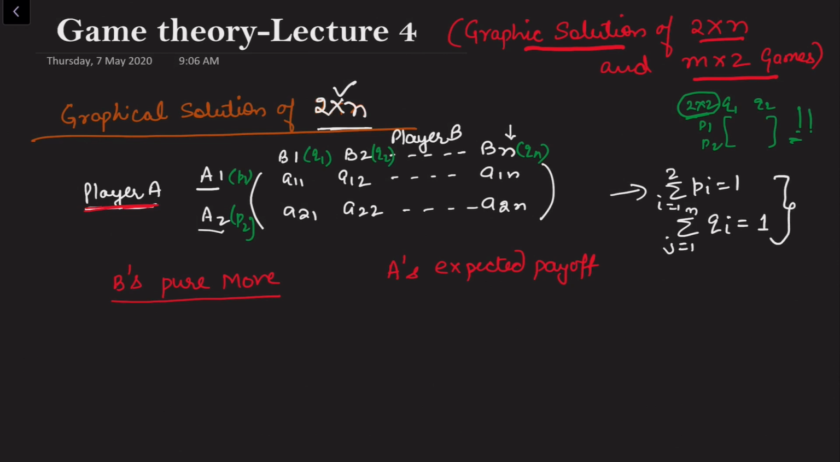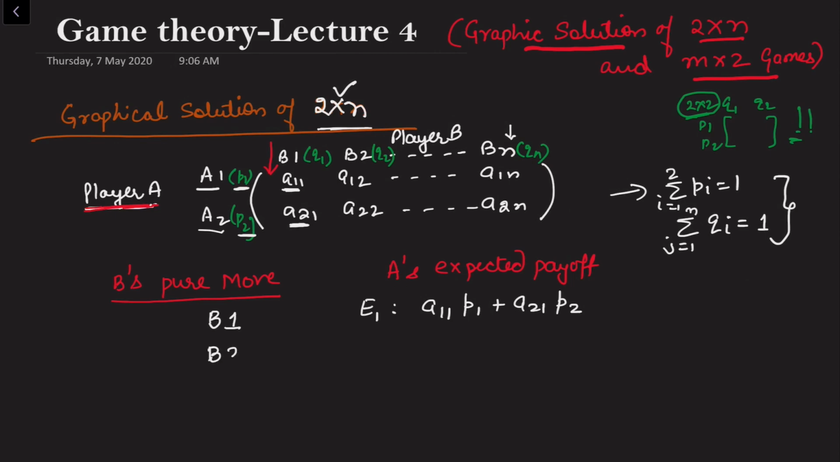Now let us write B's pure moves, and accordingly we will write down A's expected gain. If B's pure move is B1, then the expected gain of player A is A11, which comes with probability P1, and A21, which comes with probability P2. So I am writing here: if B's pure move is B1, the expected gain for A is A11 into its probability plus A21 into its probability. Let me call this E1.